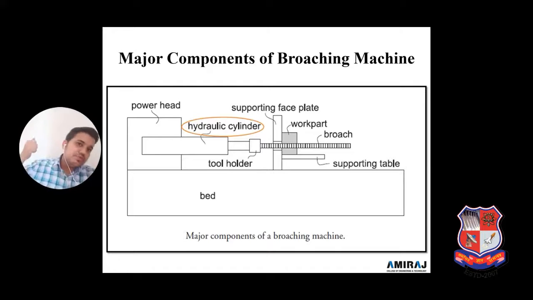So we have to pull. Okay, so we have to pull the broaching tool, so it will be one stroke. For the stroke purpose, we require a hydraulic cylinder.